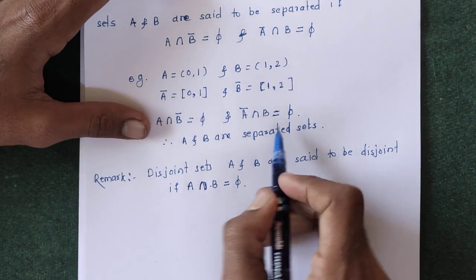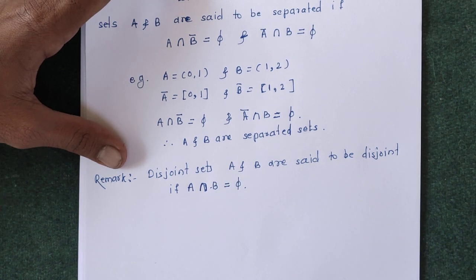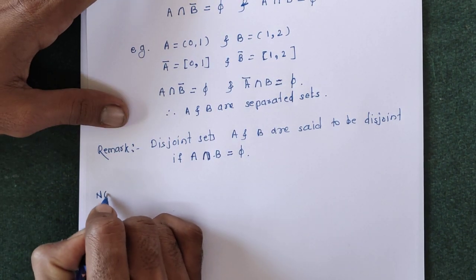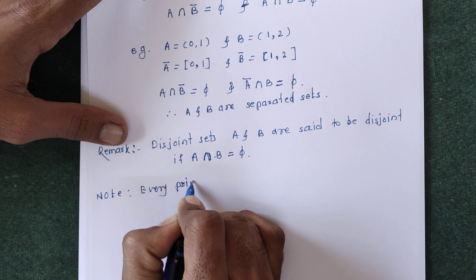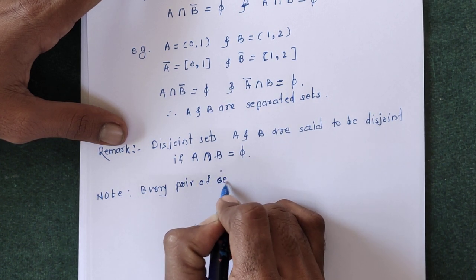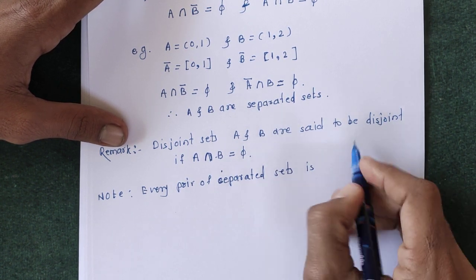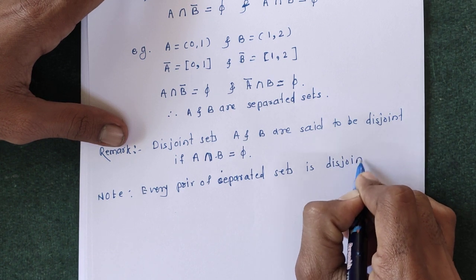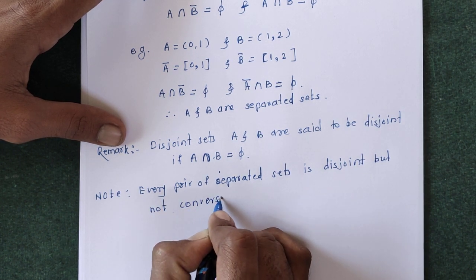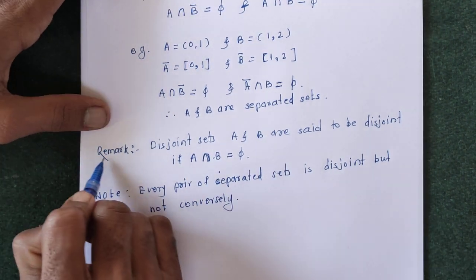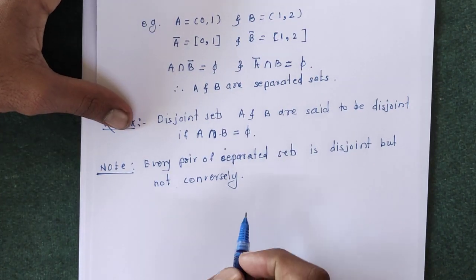So from this clearly we can see that every pair of separated sets is disjoint, but disjoint sets need not be separated. So write one note here. Every pair of separated sets is disjoint but not conversely. There is no need to write this remark and note, but just for your verification. Now we will take one theorem.